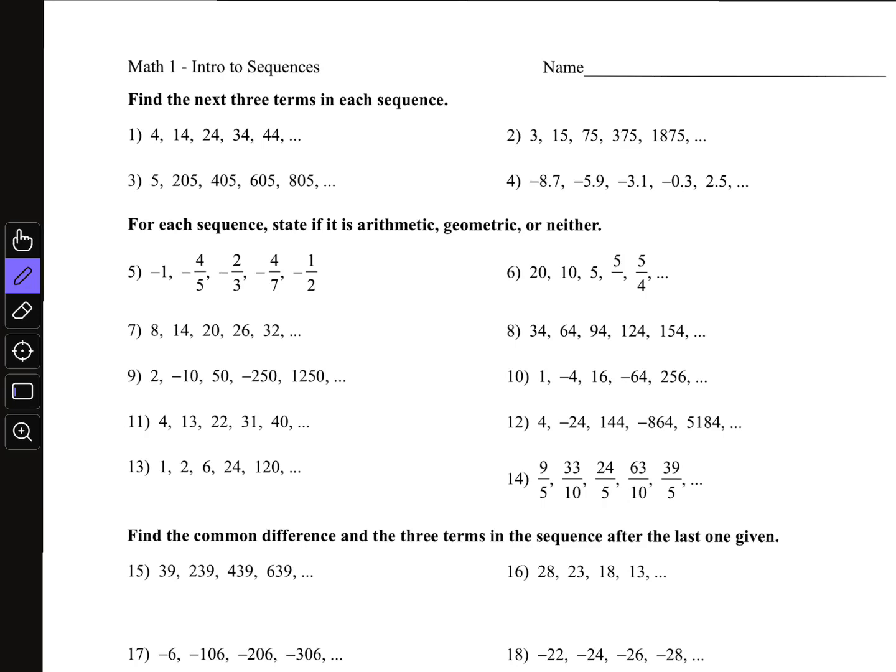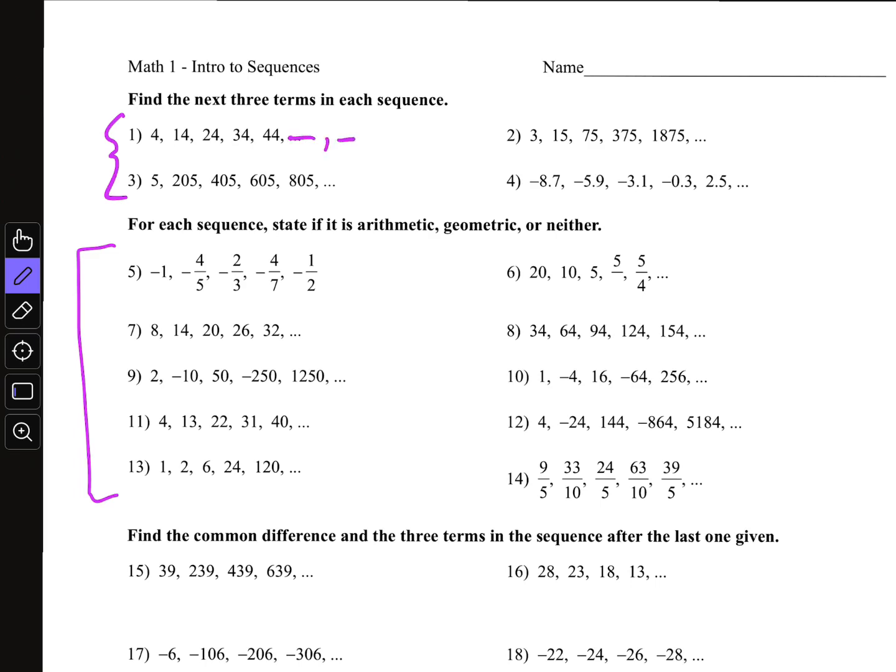Alright guys, so taking a look at this intro to sequences, okay? So we started this and you're going to work a little bit at a time. What we're going to do now is take a look at the first four, because you should have gotten that far, okay? Then I'll have the teacher pause, give you some time to finish that section, and so on.